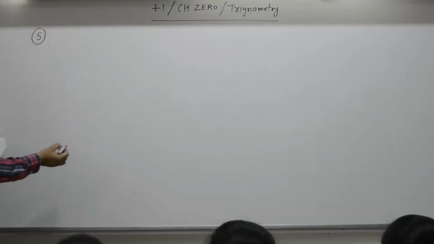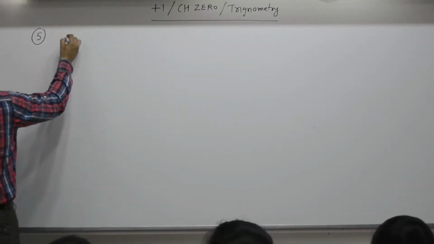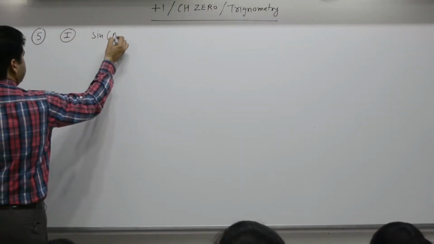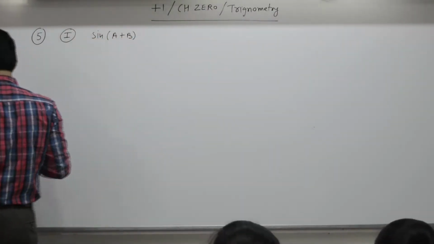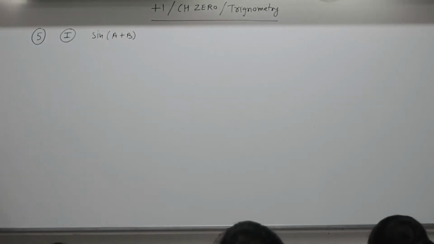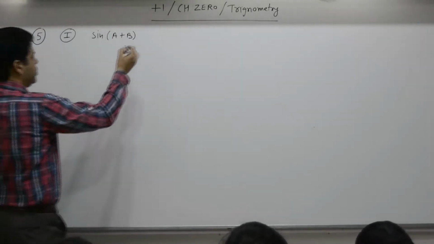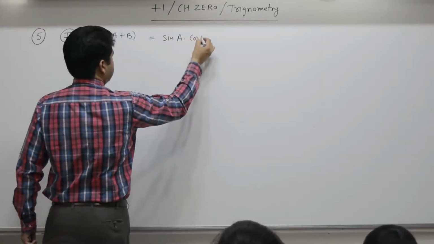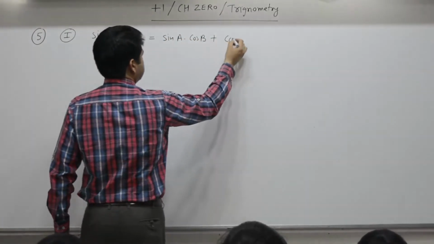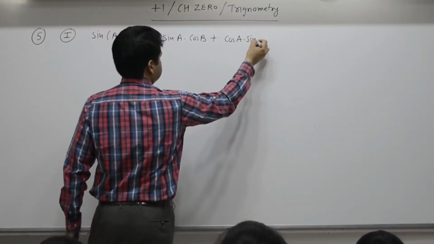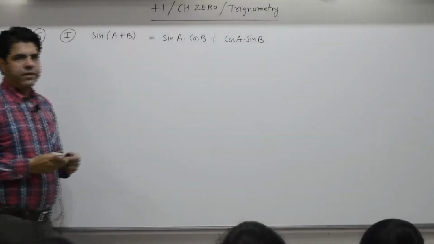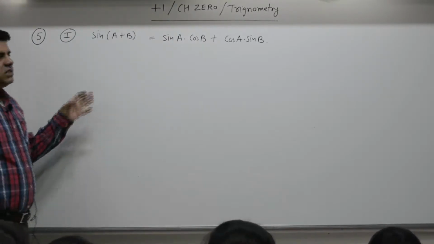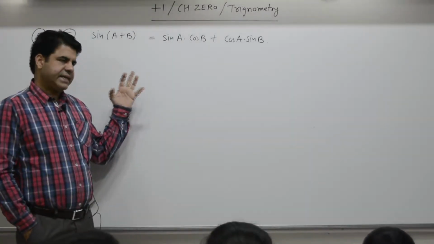Some of the important formulas. Sin A plus B is equal to sin A cos B plus cos A sin B. We need to remember it. I won't prove it, it's not a math class. I will just confirm whether what I am writing is correct.